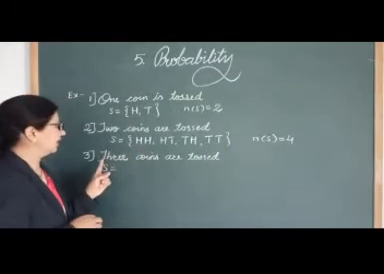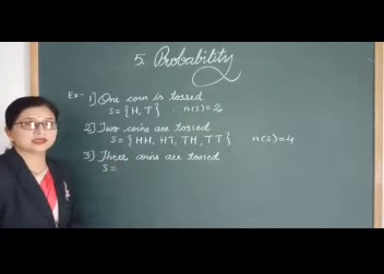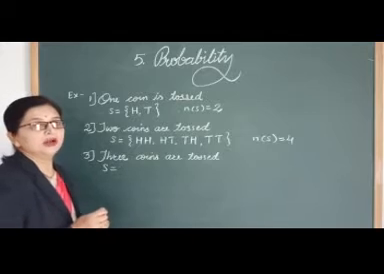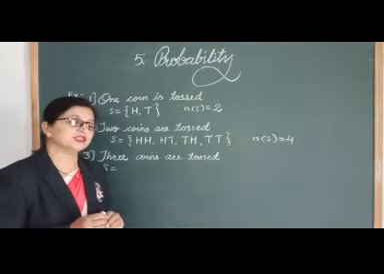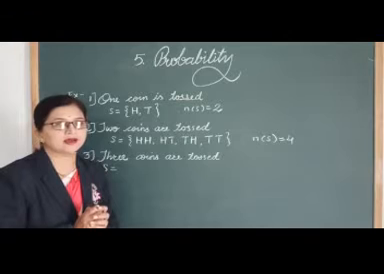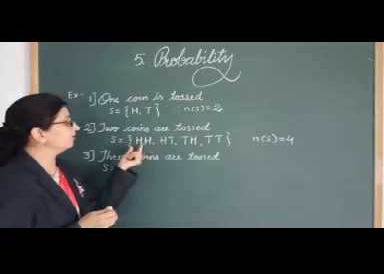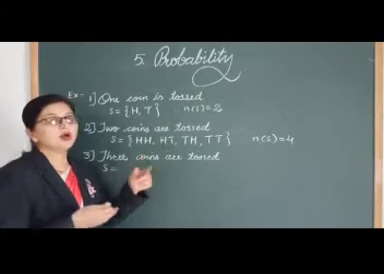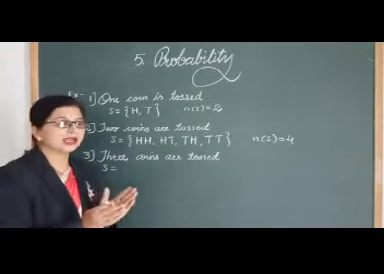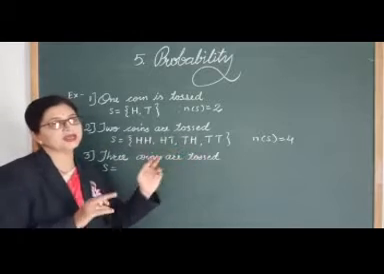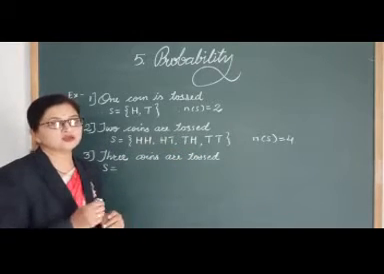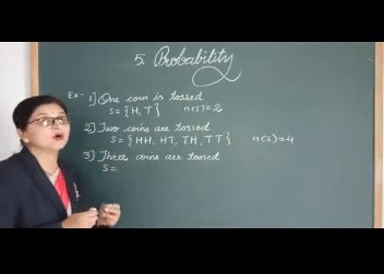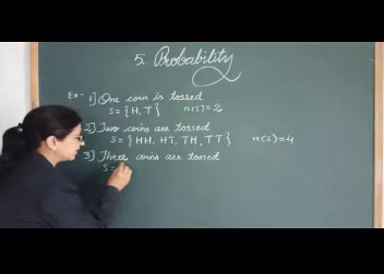Then, if 3 coins are tossed, what will be the sample space? So dear students, while writing the sample space, we have to be very careful. Because if we write any sample point one more or less, then the whole sample space becomes wrong. So we have to be very careful. Now here, the number of coins is increased, that is 3 coins. So what is the sample space?